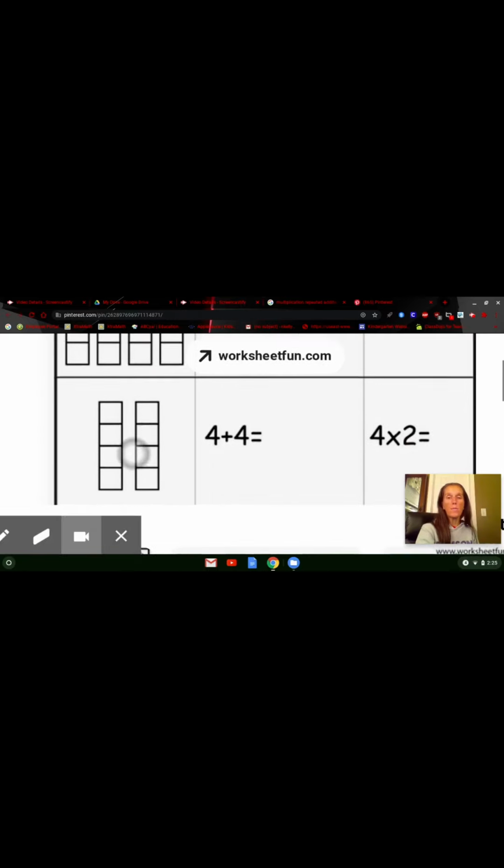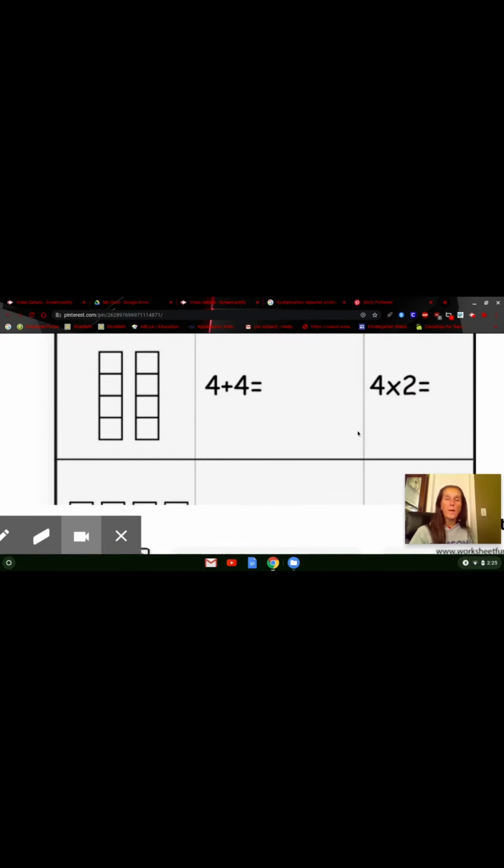Let's try one more. So we see in this problem, we have 2 columns, and in each one of those columns, we have 4 things. So as an addition problem, we just say 4 plus 4, and we know that that's an addition doubles fact equals 8. But a faster and more efficient way to say that as a multiplication problem would be to say that we have 2 groups or 2 columns times 4 things in each one of them. So it would be 2 times 4.